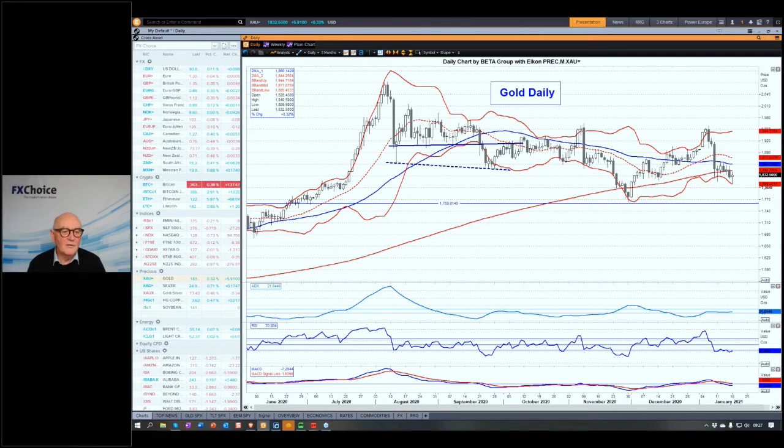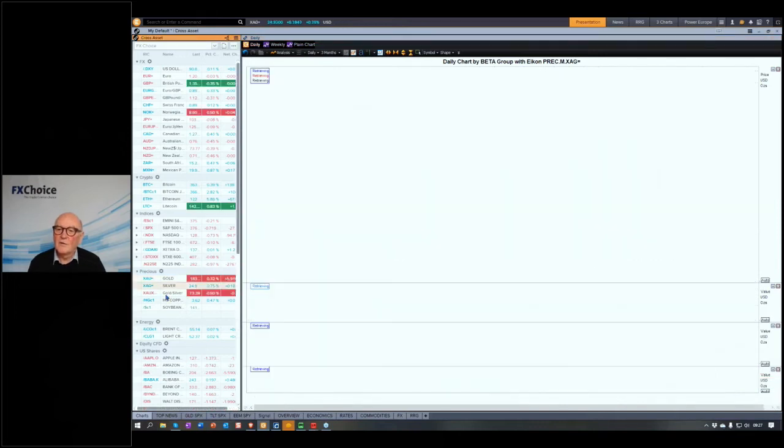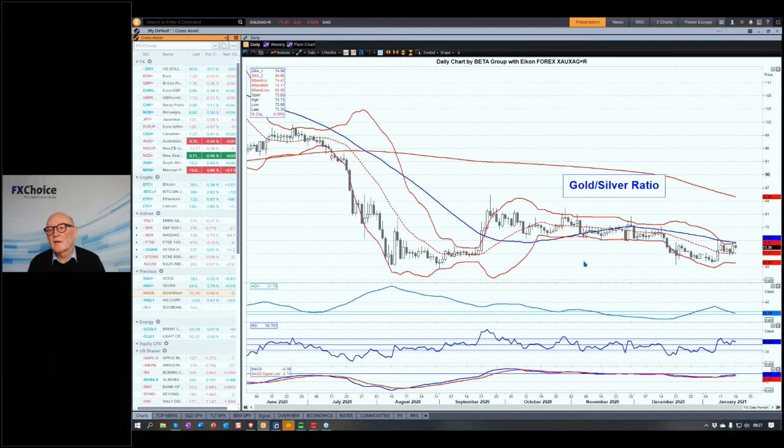Before I go to silver, let me go to gold divided by silver, the ratio here. So this is gold divided by silver. Rising here is gold improving over silver. So this year, basically, we've gone a little bit against the trend, which has been that silver has outperformed gold, and in recent weeks so far this year, gold has outperformed silver.